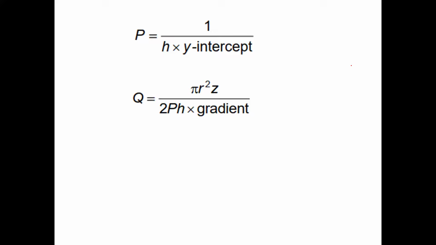Q is equal to pi r square z upon 2ph into gradient. Copy this also. Update me once you have copied it. Copy the q also. Written. Good.